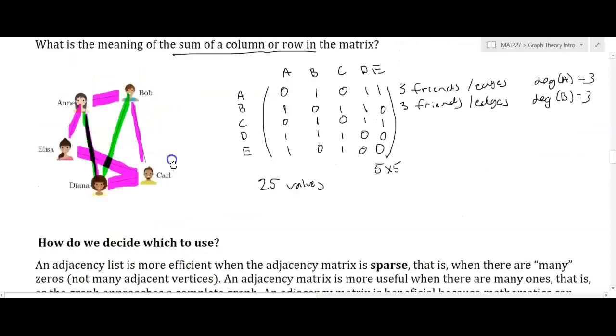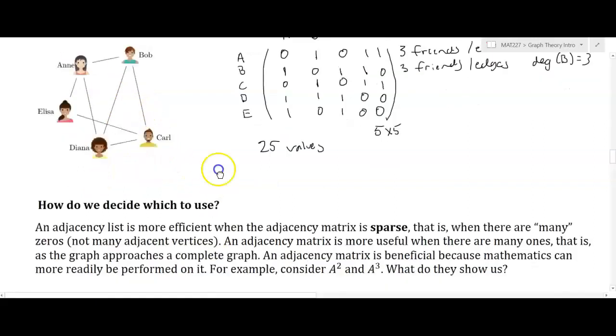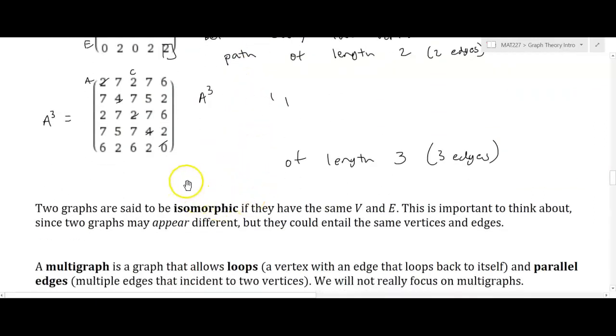Let's see if we could see that. So I could go Ann to Carl, and we're saying there are 2 paths to get there in a length 3. So we could go Ann, Diana, Bob, Carl. There's 1. Or we could go Ann to Bob to Diana to Carl. That's the second one. Pretty cool. So these matrices are useful for that reason.